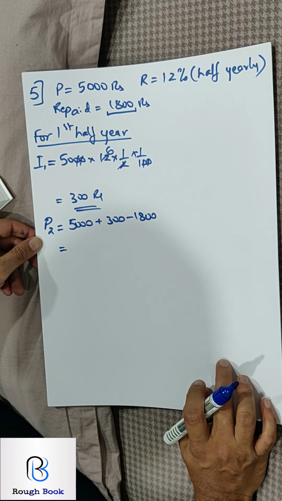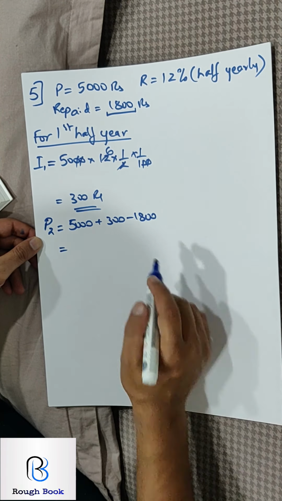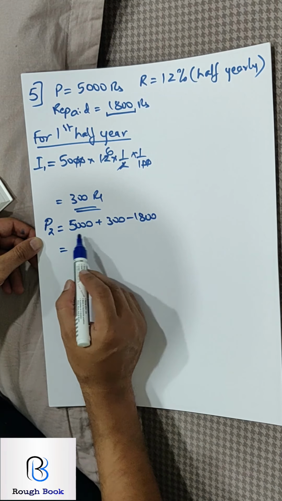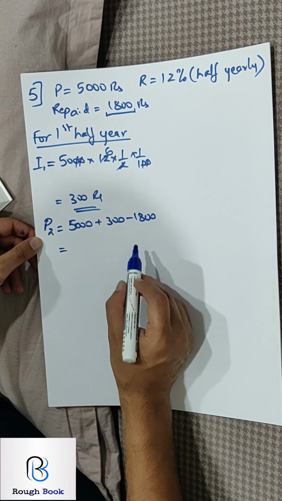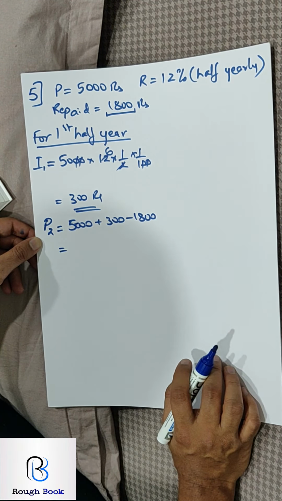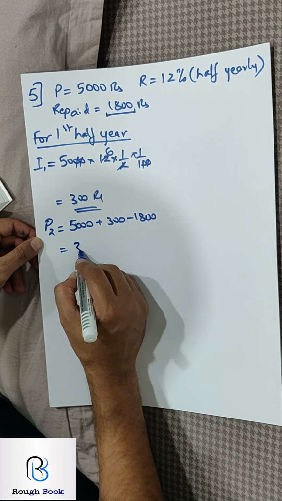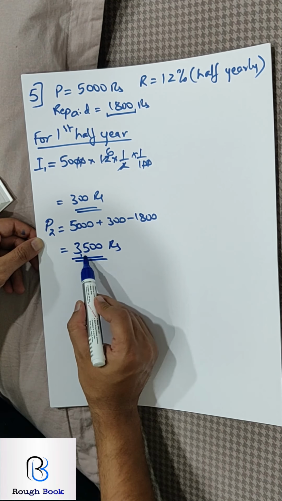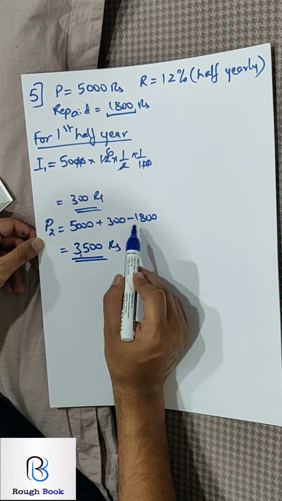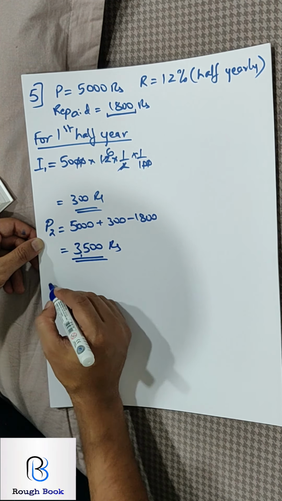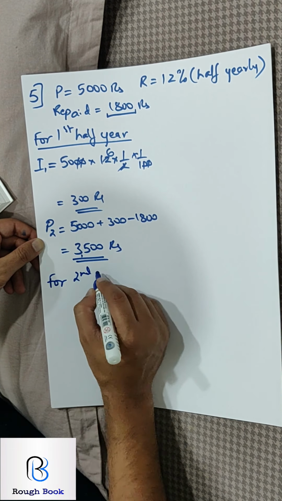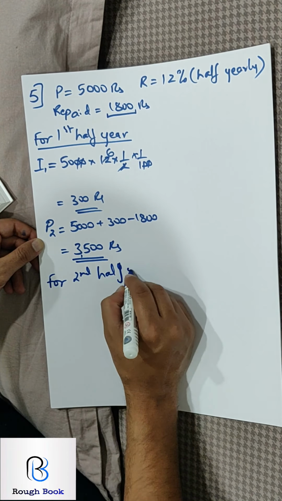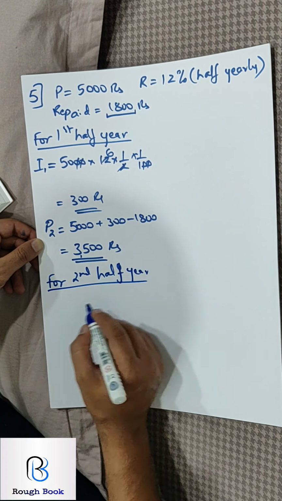I think I have gone somewhere wrong. No, I am correct. So it goes up 2 ones are 6 are 300. So let's add it. 5,300 minus 1,800. So that will be around 3,500. Have we calculated correct? Recheck. 35. So 45 plus 8, 53. Correct. For second half year, let's calculate this.